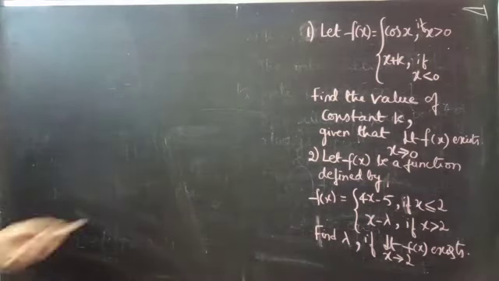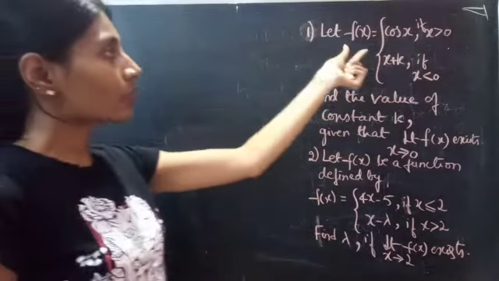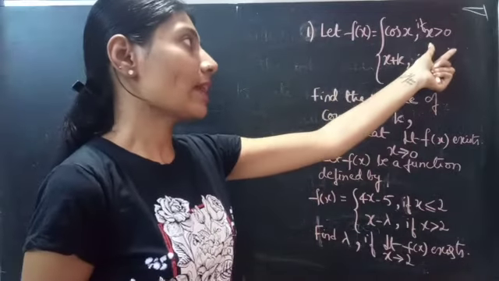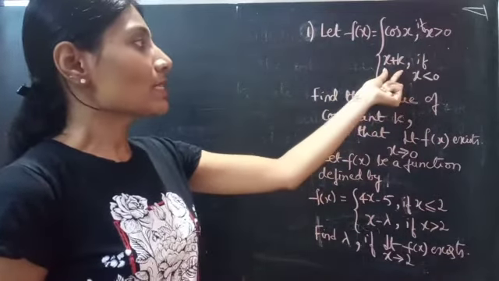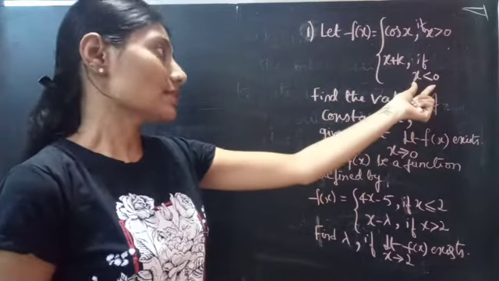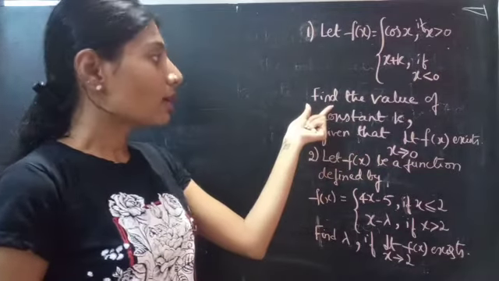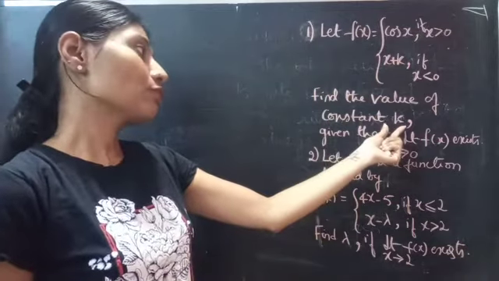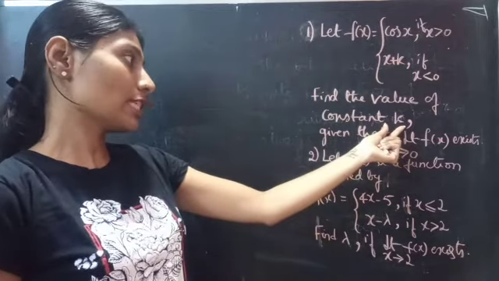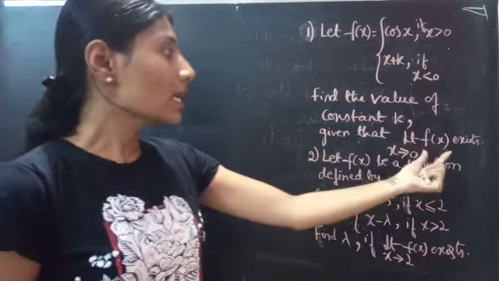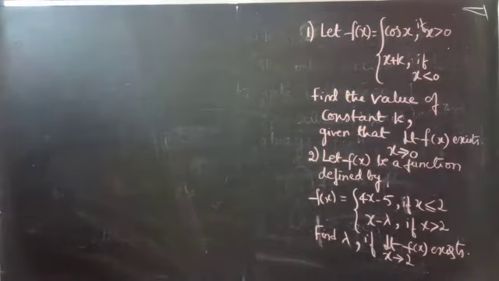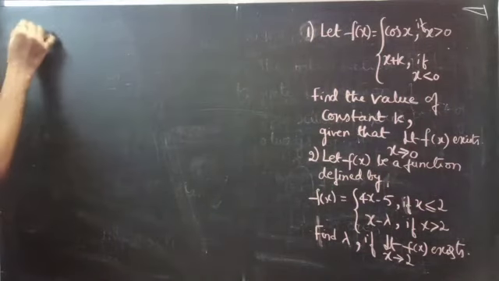So first problem, let f of x equal cos x if x is greater than 0, and x plus k if x is less than 0. Here, find the value of constant k. So we have to find the value of constant k given that limit f of x exists. Okay. Solution.